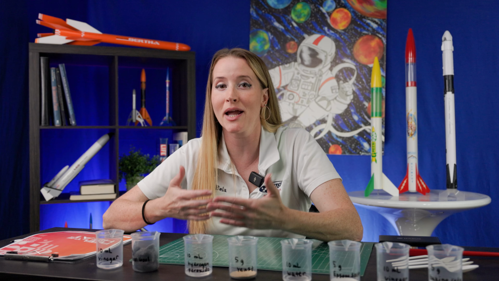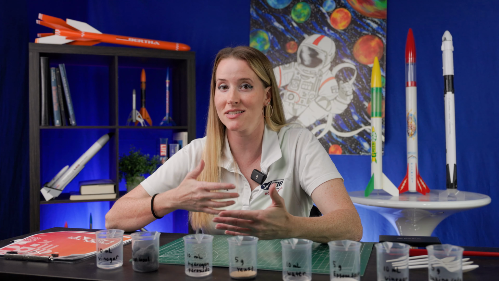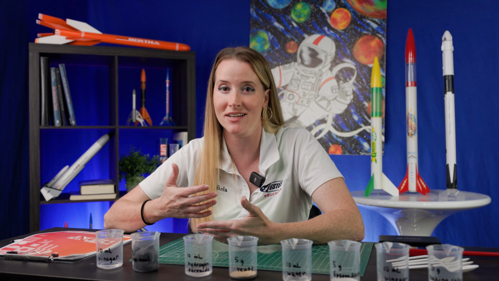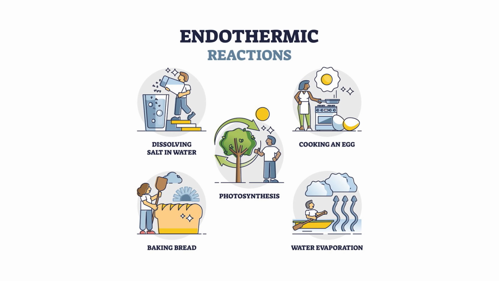Before we get into endothermic and exothermic reactions, what is a chemical reaction? Chemical reactions require energy to break bonds of the atoms of the reactants and to create bonds in the products. When it takes more energy to break bonds than to form bonds, energy is absorbed. This is called an endothermic reaction and will cause a decrease in the temperature of the surroundings. Examples of this include frying an egg and water evaporating.